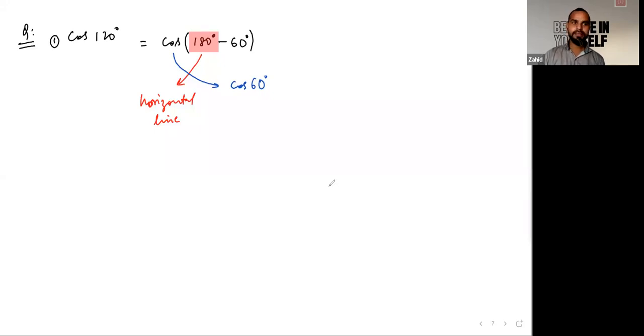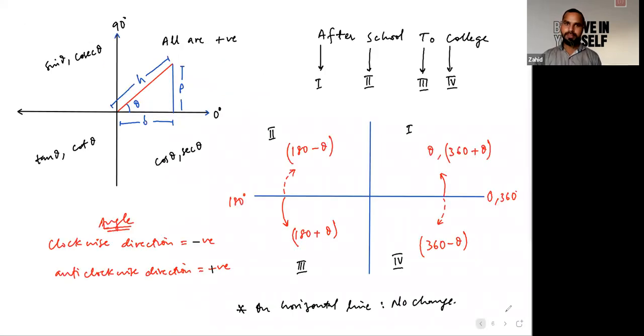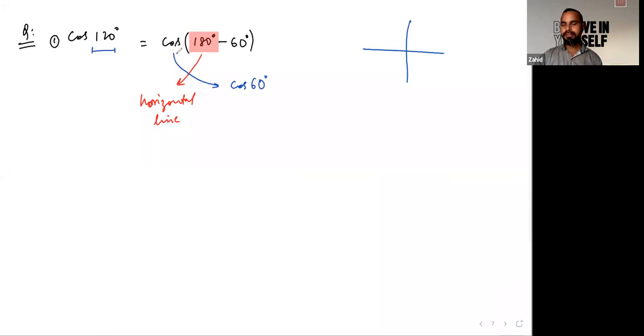Now we have to define whether this trigonometric function is positive in that quadrant or not. So 120 degree must be lying in the second quadrant, and in the second quadrant, only sine and its reciprocal would be positive. The rest would be negative. So we can say cos theta would be negative in the second quadrant. Is it clear? So put a negative sign in front of it. Now solve it. It will be minus cos of 60 degrees, which equals 1 by 2. So that is the value for cos of 120 degree.